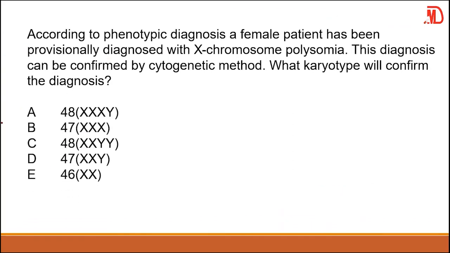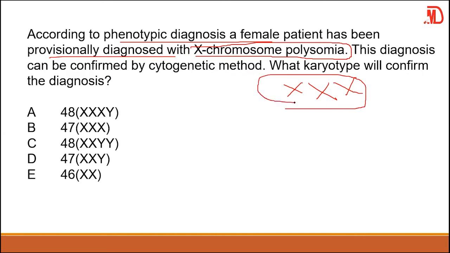Now, according to phenotypic diagnosis, a female patient has been provisionally diagnosed with X chromosome polysomia. X chromosome, that's what I mean by polysomia. Now, this diagnosis can be confirmed by a cytogenetic method. What karyotype? Of course, we are going to have XXX or trisomy X. It's the same as X chromosome polysomia.